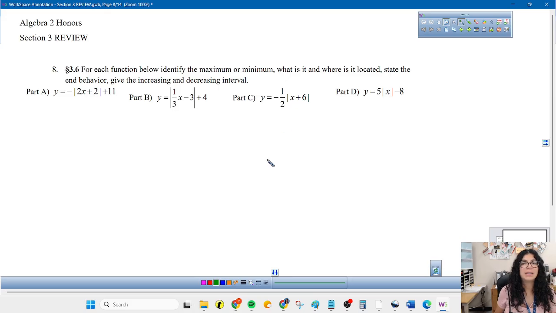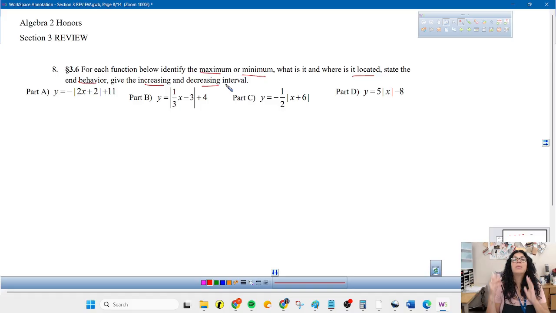Moving on to number 8. So here they want us to go ahead and identify the key features. Identify the max or min, and where it's located, and also the end behavior and the increasing and decreasing. So since I'm going to be doing some key features, I'm going to make a rough sketch.